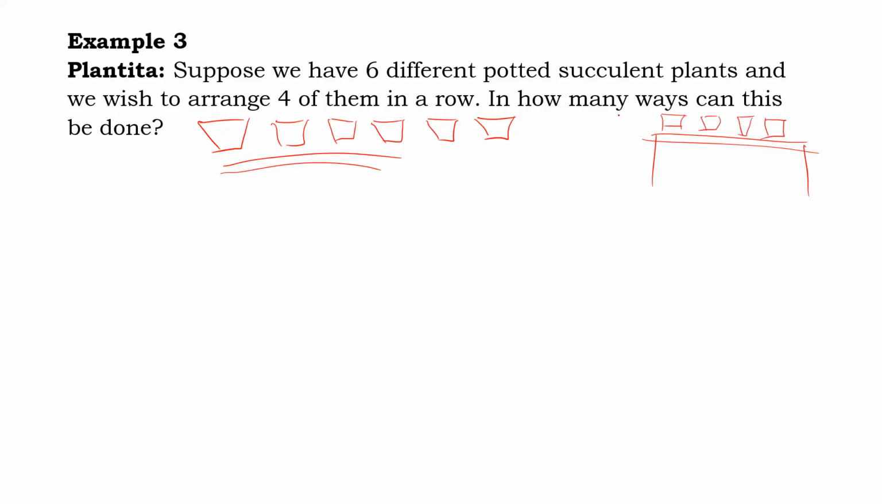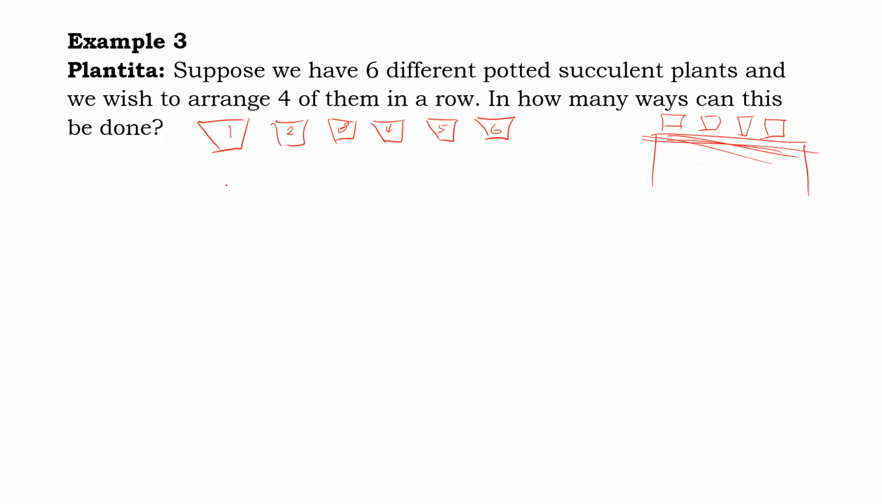How many ways can this be done? For example, we arrange succulent 1, succulent 2, 3, 4, 5, 6. How many possible arrangements are there? How many ways can you arrange them? So you can choose succulent 1, 2, 3, 4. You can choose it to be placed here. You can also choose succulent 2.